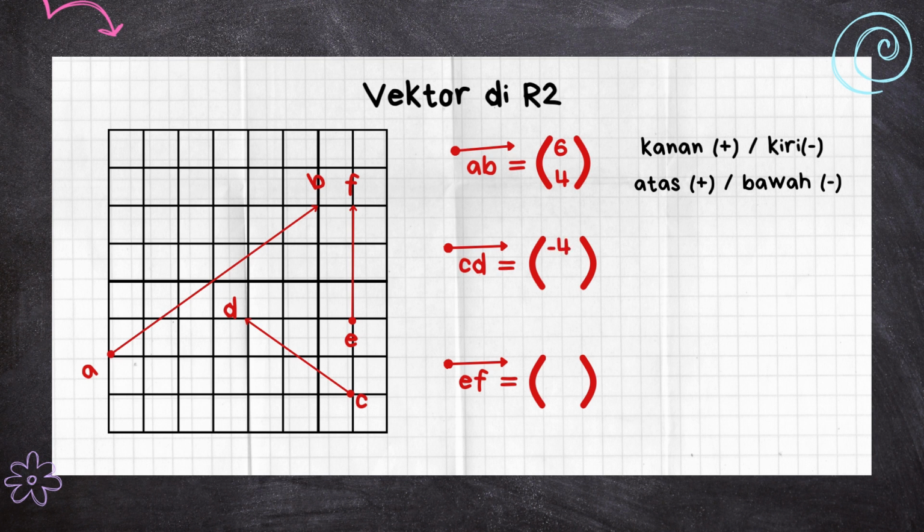Next, C to D, it's minus 4, which means it moves to the left. Therefore, the value is negative. Then, from D to C, it's upward, so it's positive. Next, vector EF, is it upward, to the left, or to the right? No, it's neither, so the value is 0.